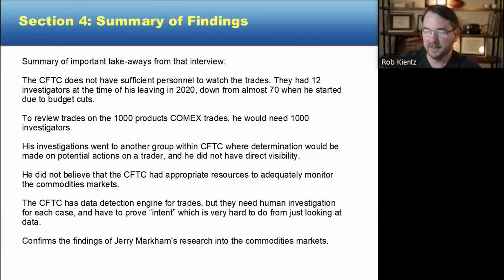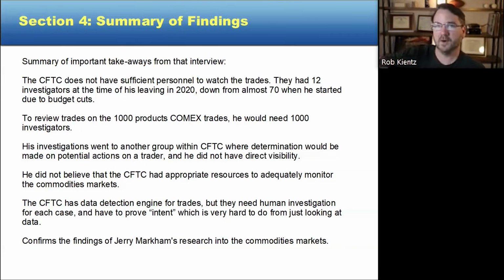The CFTC has a data detection engine for trades, but they need human investigation for each case as they have to prove intent, which is very hard to do. I can tell you from dealing with big data sets in cybersecurity and audit that you can have as much data as you want, but the big data can make things harder because you've got to sift through it. You've got to figure out how the pieces fit together. And even AI at this point is not competent enough to do that for you. Humans are still much better at it, and it takes a lot of resources.